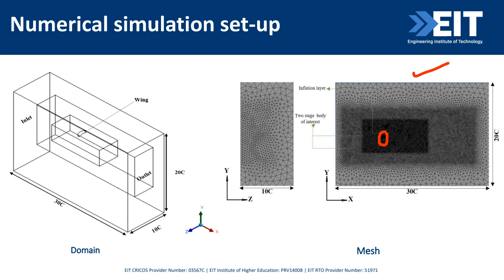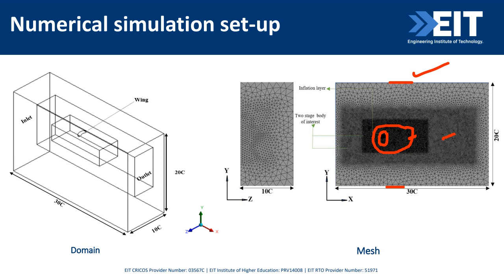We are not that much interested in the upper surface or the bottom surface. We are more interested close to our wing. So therefore we make the mesh finer here, then a little bit coarser there, and very coarse at that place.